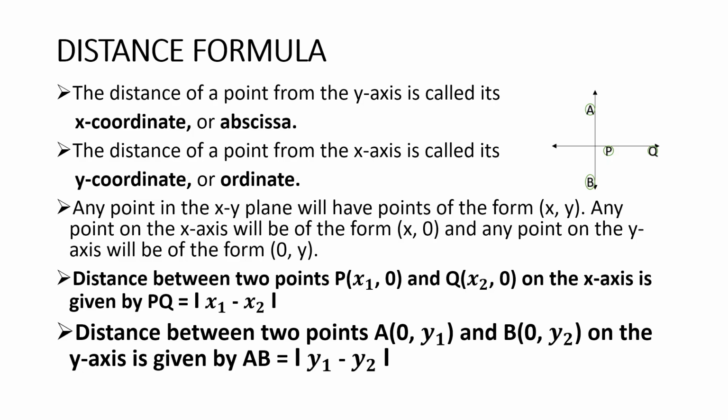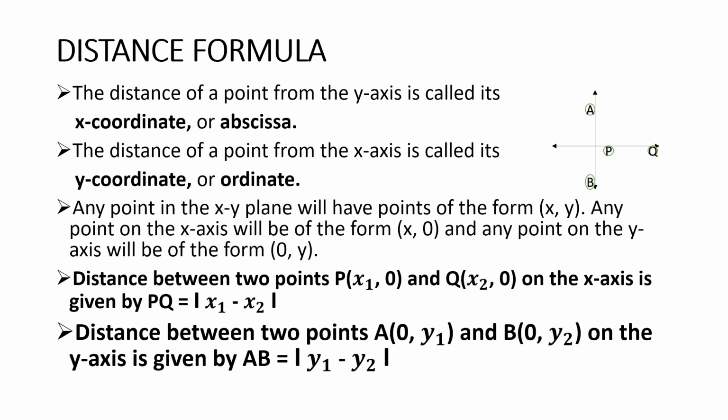Some important concepts. The distance of a point from the y-axis is called its x-coordinate or the abscissa. That means your x-coordinate is also called abscissa. Similarly, the distance of a point from the x-axis is called its y-coordinate, or another name is ordinate. So x-coordinate can be called abscissa and y-coordinate can be called ordinate.